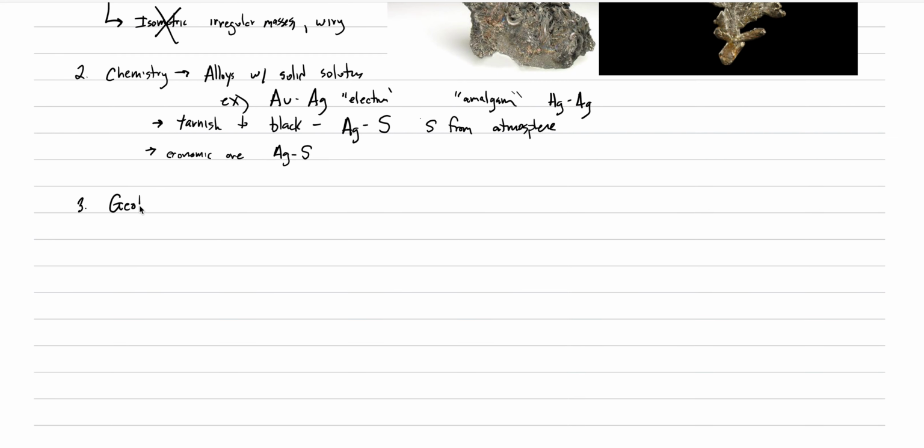So number 3 is going to be geologic occurrence. And just like gold, this is hydrothermal fluids. Hydrothermal fluids end up enriching in sulfur as it's scavenged. In this case, the hydrothermal fluids must be enriched with sulfur, must have sulfur-bearing minerals. And it is that sulfur that will then bond with the silver to form the ore minerals.